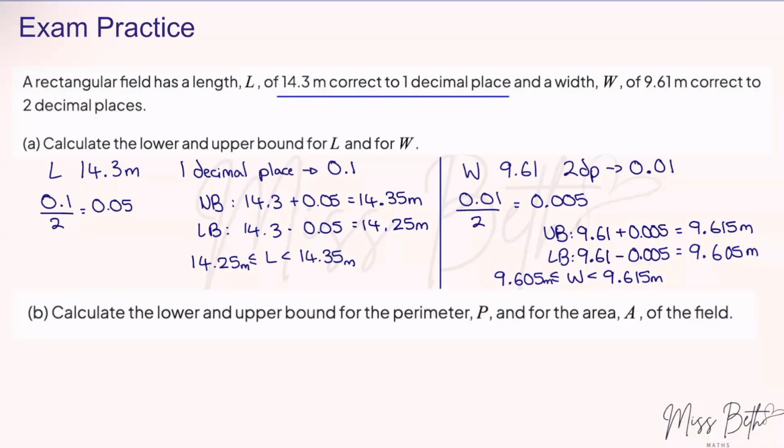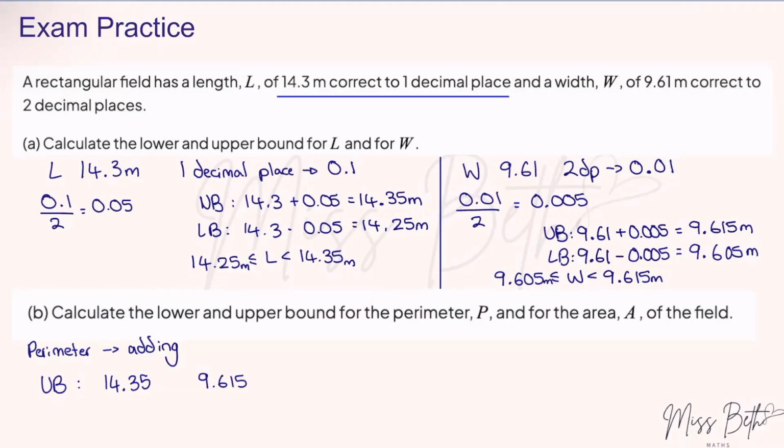Part B is asking us to calculate the lower and upper bound for the perimeter and for the area of the field. Let's start with perimeter. To calculate perimeter, we're adding. So just think back to that previous slide and the rules that go with that. If we're looking at the upper bound, we want to be adding the upper bounds together. So I'm going to use the upper bound of the length, 14.35, and the upper bound of the width, which is 9.615.